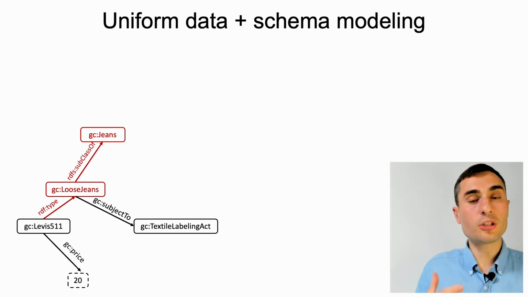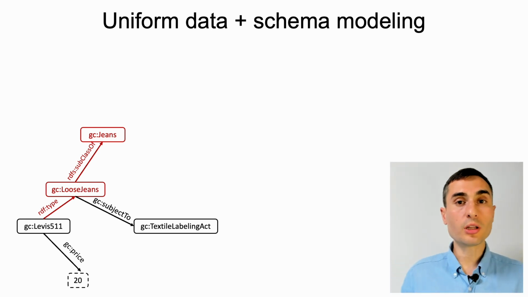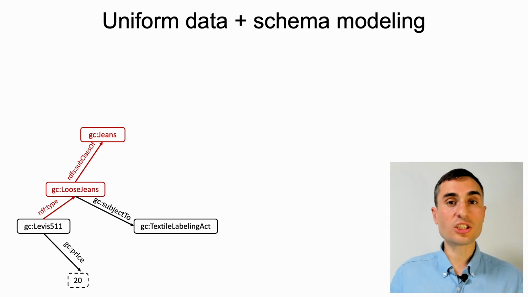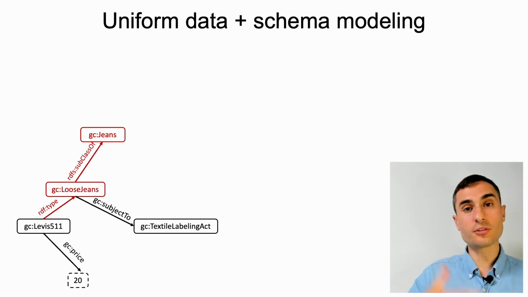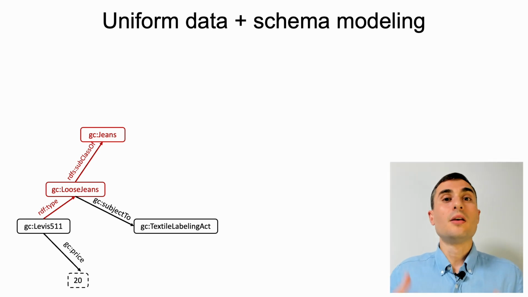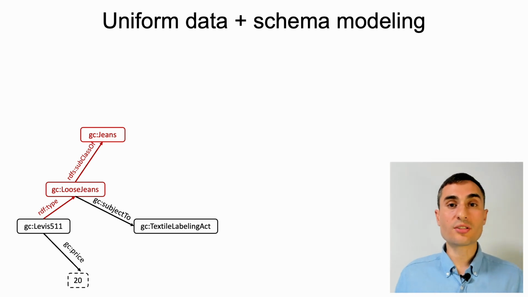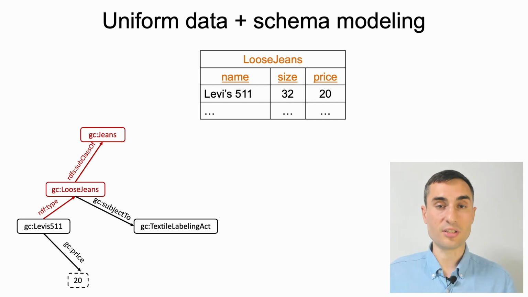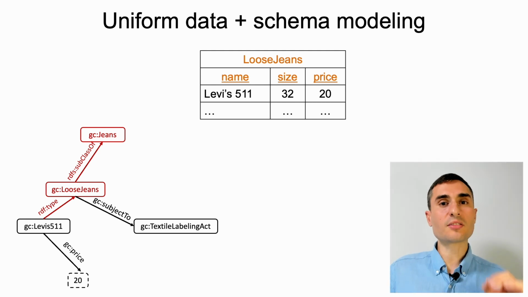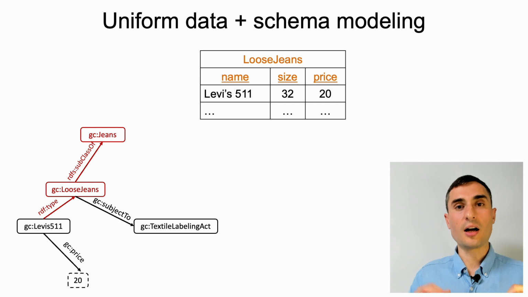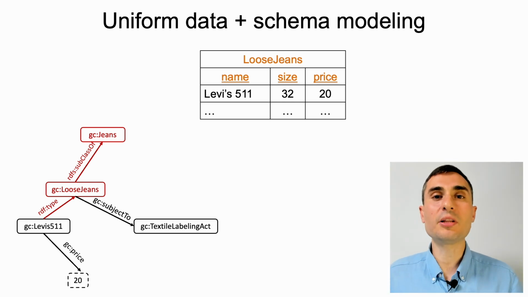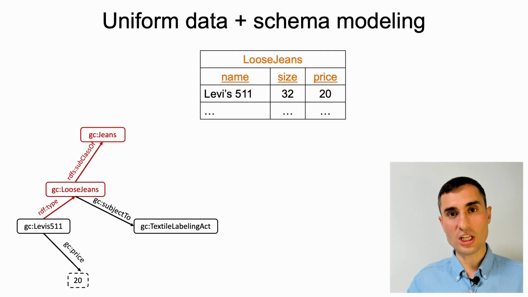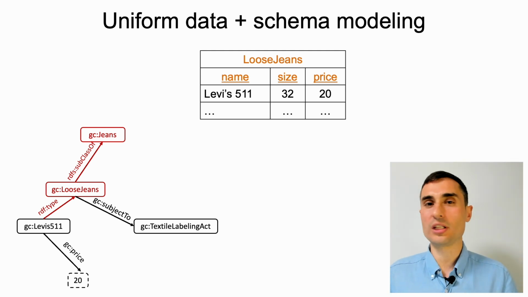To make you appreciate the power of this uniform data and schema modeling, just observe that this is not doable in relational modeling. In relational modeling, different types of entities are often modeled as separate tables. So table names such as students or employees or loose genes can be thought of as representing types in relational modeling. Now, to express the information that loose genes are subject to the Textile Labeling Act, you would need a way to express information about the table loose genes in relational modeling, but that's not doable in relational modeling.